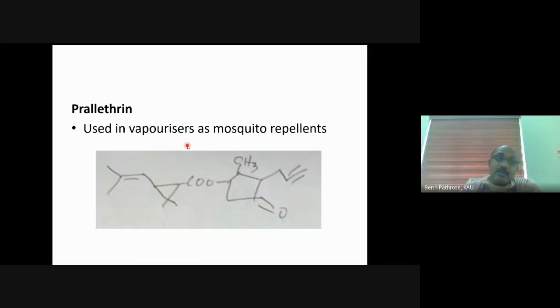And the next one is prallethrin. Yes, it is included over here. Prallethrin is mainly in the vaporizers that we commonly use in our homes. You check what the content is just after the class in your home. You can see it is either allethrin or prallethrin. The only difference is that instead of a double bond, we have a triple bond from allethrin. The other structure remains the same.